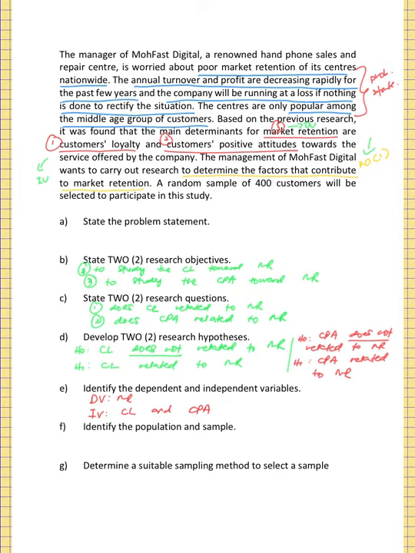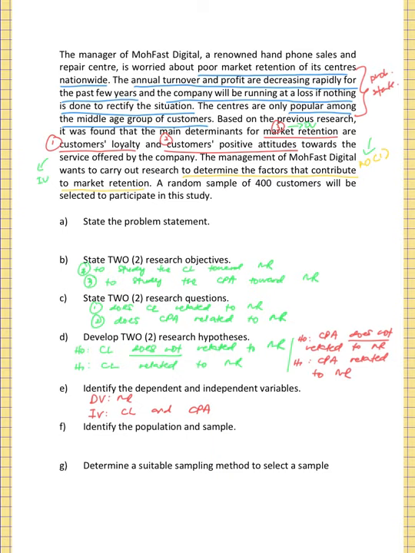Okay, identify the population and sample. Okay, so can you identify that? So dia punya population dia adalah all customer of Mohfaz Digital. Okay, saya ingat population mesti ada keyword all tu ya. Okay, and then the sample is only 400 customer.